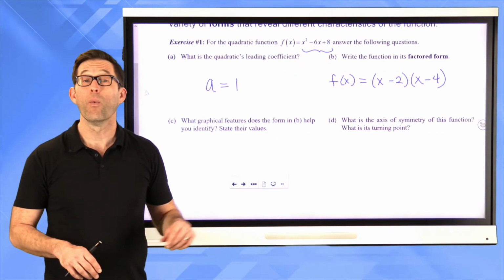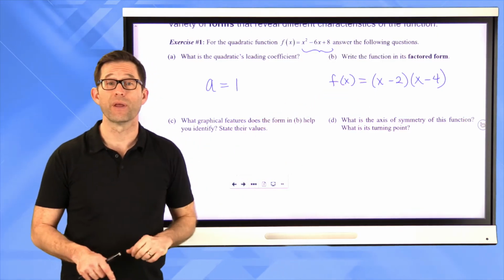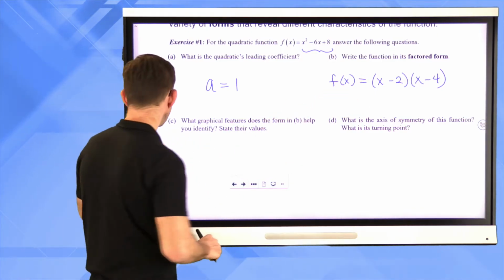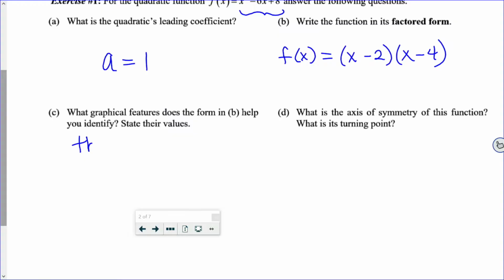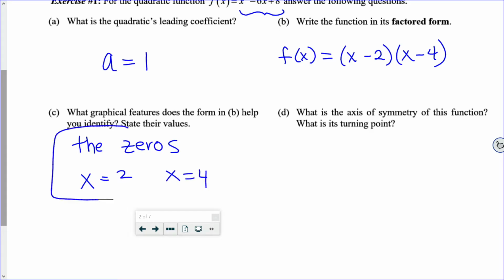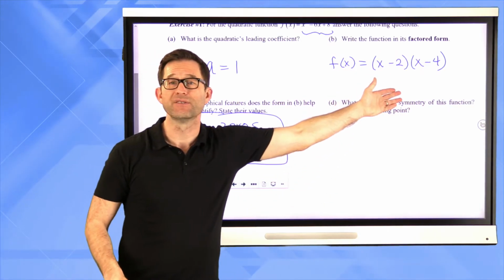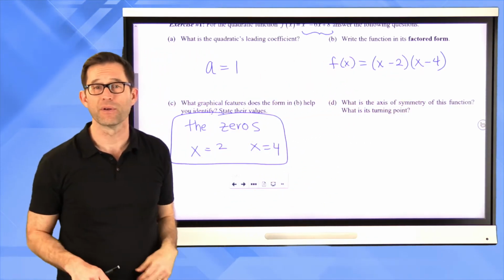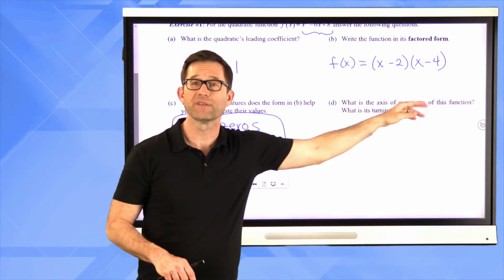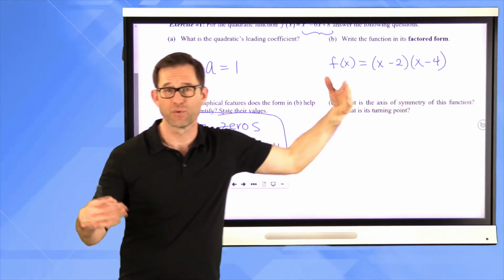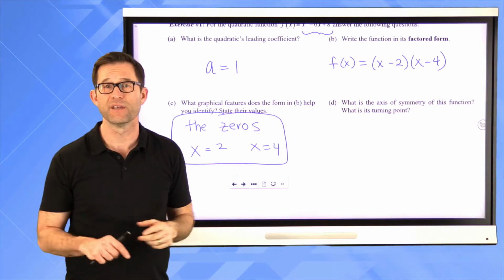All right, well, what I can see in factored form very simply are the zeros of the function. So I can identify the zeros very easily, and those two zeros are x equals 2 and x equals 4. It's simple. If I put 2 into this function, I'd get 0 times negative 2, which is an output of 0. If I put 4 into this function, I'd get 2 times 0, which would be 0. So I can see the zeros.